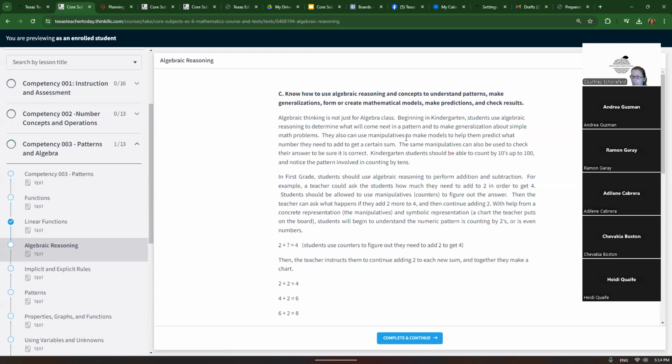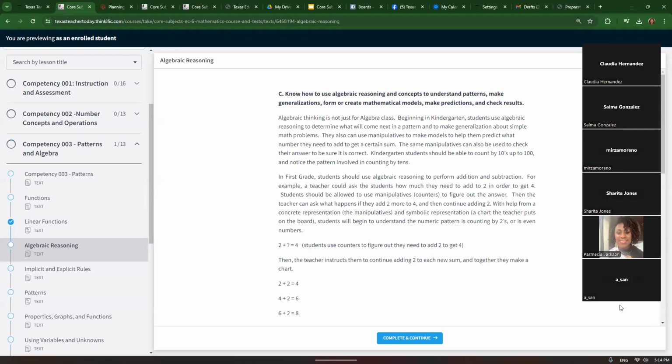Kindergarten students should be able to count by tens up to 100 and notice the pattern involved in counting by tens. If you don't really know what's expected at each level, then read the TEKS. If you just Google TEKS, it'll come up and then you'll learn what's expected at each grade level.